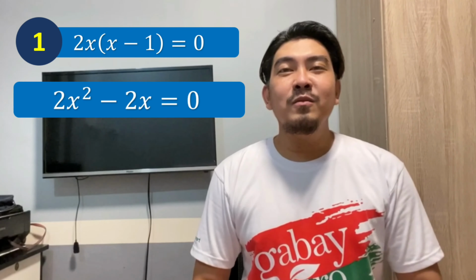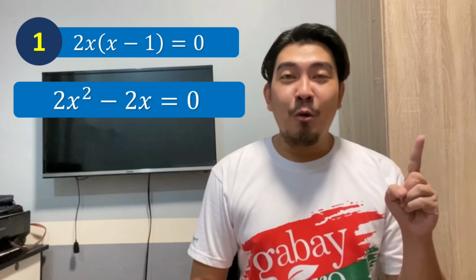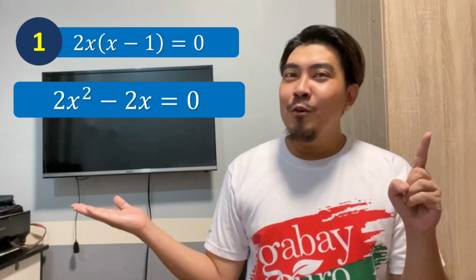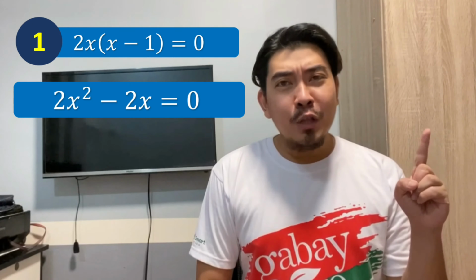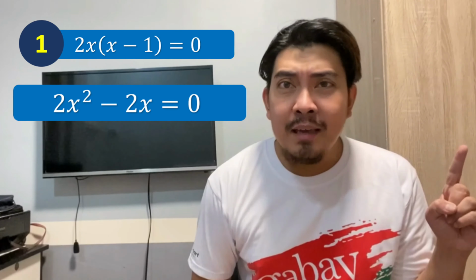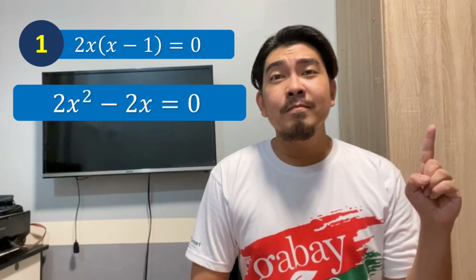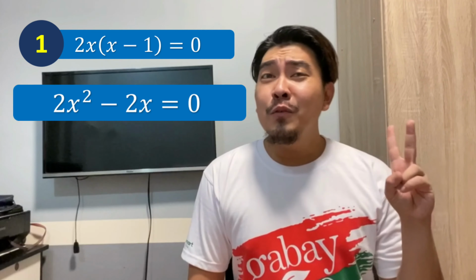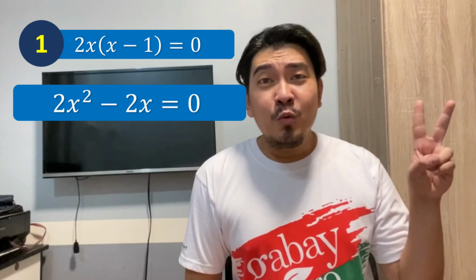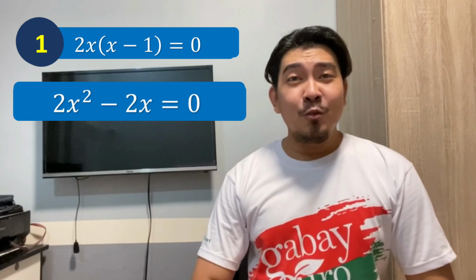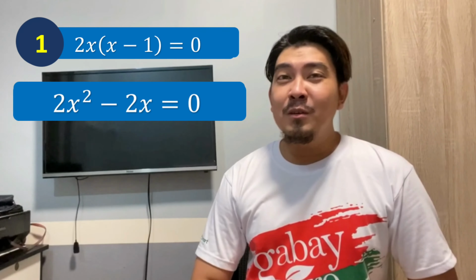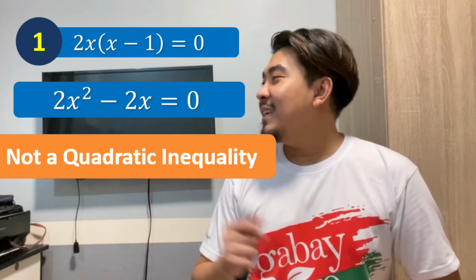Conditions that we need to satisfy. Number 1, may quadratic term ba? Sa ating resulta ngayon, meron ng quadratic term. Pero, yung number 2 condition, meron ba siyang inequality symbol? Wala. Therefore, si number 2 na condition ay hindi na-satisfy. So therefore, we can say that 2x squared minus 2x equals 0 is not a quadratic inequality.